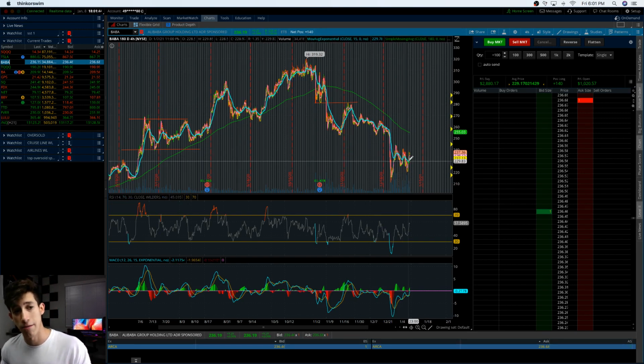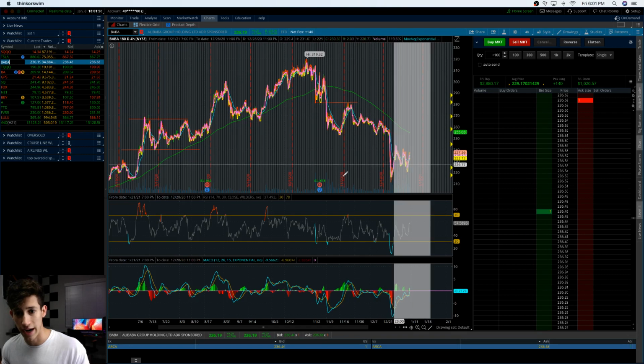As of right now, Alibaba has been making consistent lower lows, so it's been great to be able to buy the lows and sell the highs. But as we reach these overbought levels with this descending resistance, as you guys can see, it continues to make these lower highs.